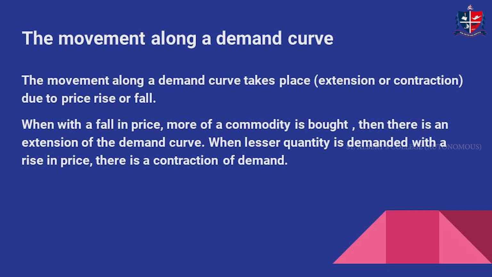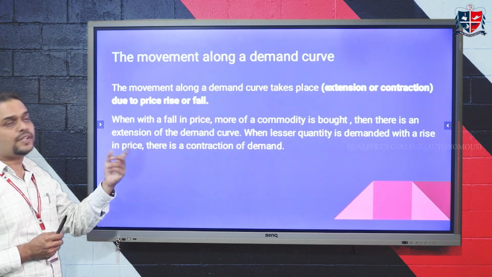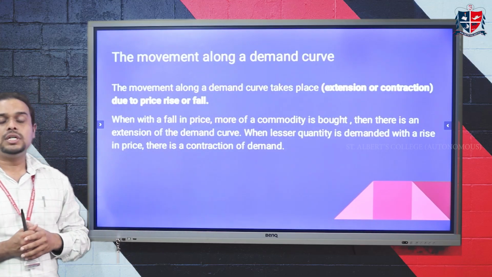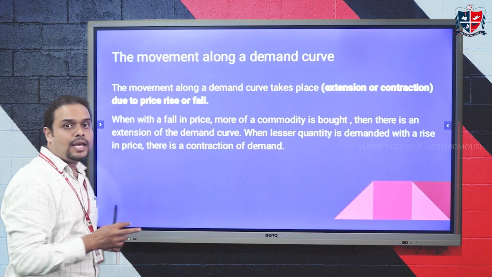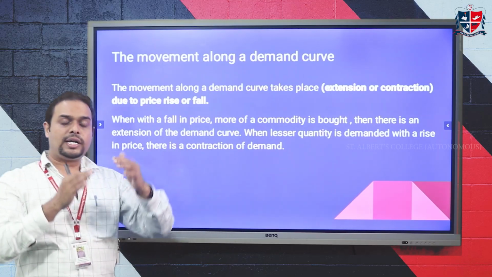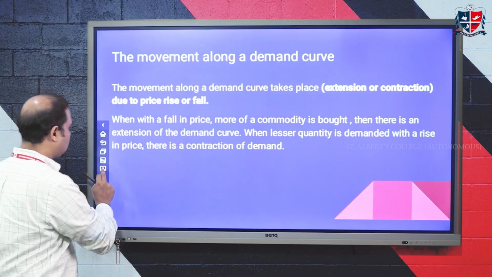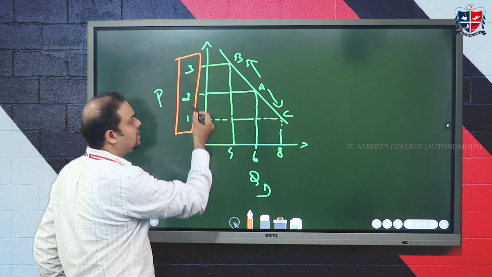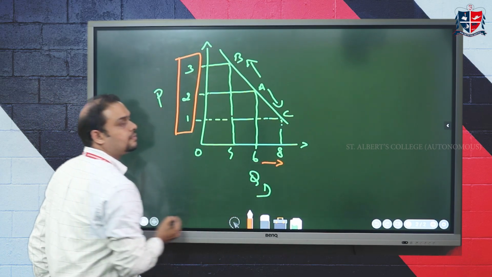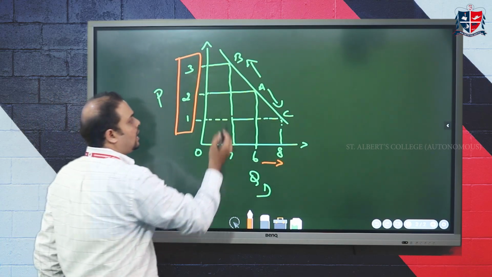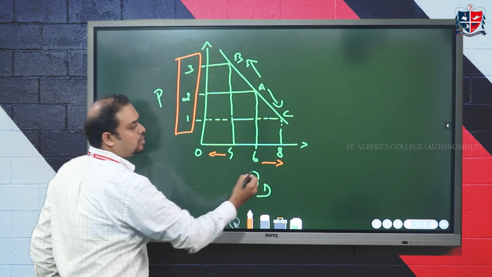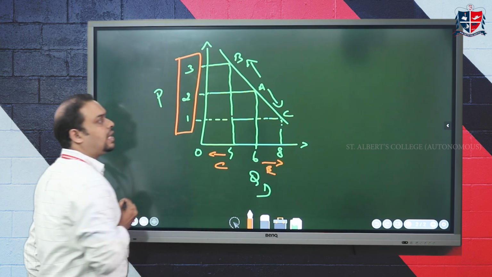Now this is what we discussed before, which is your movement along the demand curve. I wanted to explain a specific thing in this context, which is why I moved into this slide. One is your extension or contraction of demand. Extension of demand happens when price decreases and you have an increase in demand. Similarly, contraction of demand happens when price increases and you have a decrease in demand. So this is your extension and this is your contraction.